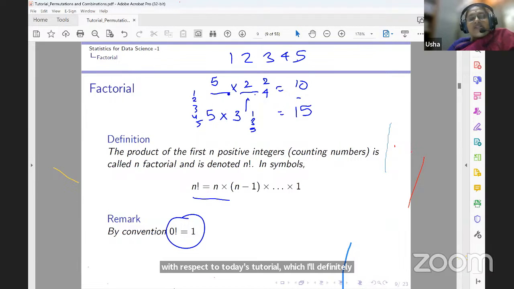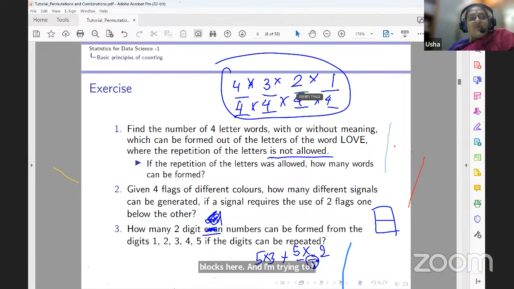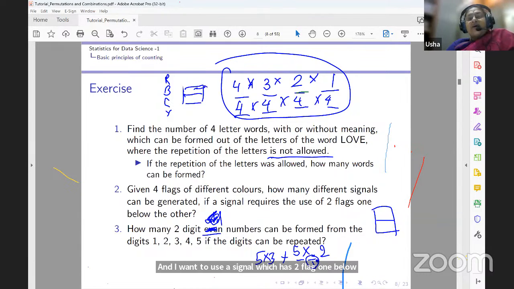Now, what is n factorial? Suppose I have n blocks here, and I am trying question 2: 4 flags of different colors. Let me assume red, blue, green, and yellow. I want to use a signal which has 2 flags, one below the other. How many ways can I choose this color?